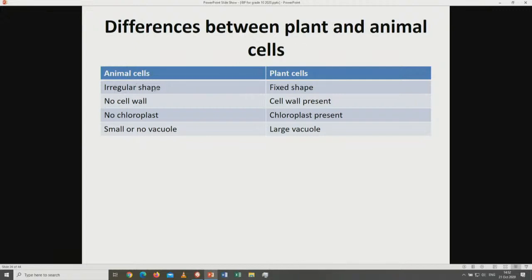Now, in an animal cell, when we look at the shape, it is irregular. It is not fixed, it keeps on changing. But in a plant cell, the shape is fixed. Animal cells do not have a cell wall, while plant cells have a cell wall. Animal cells don't have chloroplast, but chloroplast is present in plant cells. And the vacuole in animal cells is small or sometimes absent, but in plant cells there is a large vacuole present.